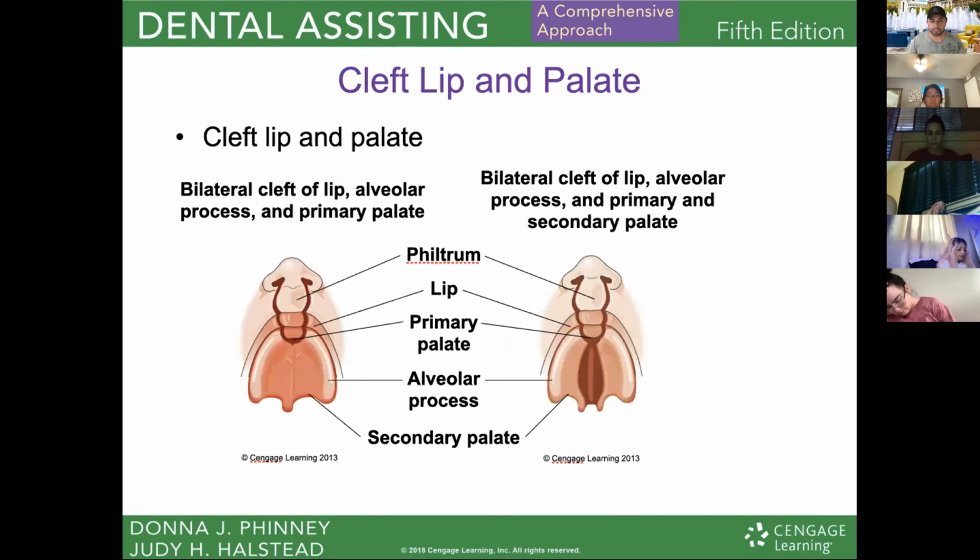Okay, the next stage would be a cleft lip and palate, where we have a bilateral cleft lip, alveolar process, and primary palate, where we have this opening sort of on both sides. And then a bilateral cleft of lip or alveolar process, and primary and secondary palate is when we have the bilateral cleft lip. So both sides don't fuse, and then also the palatine bones on the palate don't fuse. So that would be the most severe form.